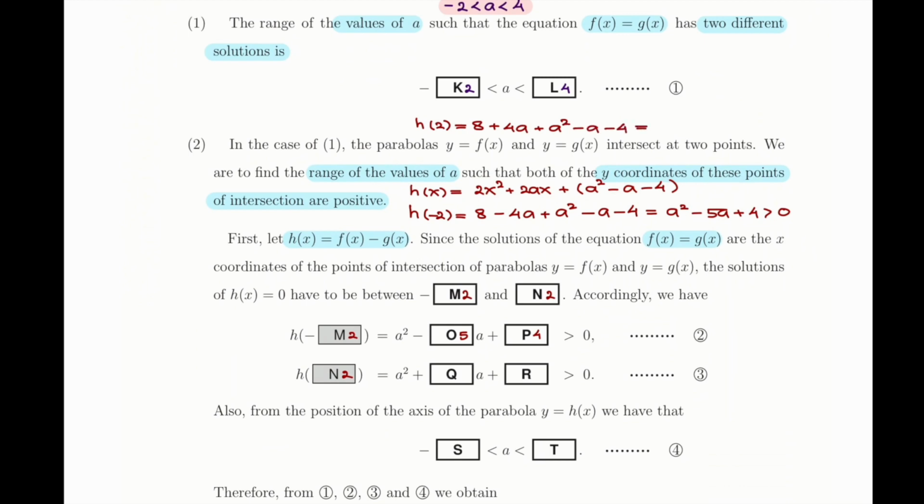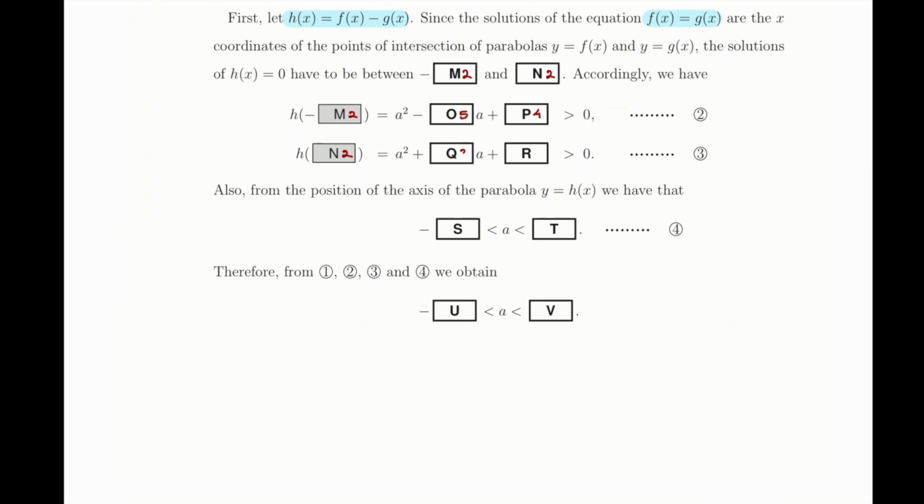Then if you simplify it, you will get a square plus 3a plus 4 greater than 0. Then Q is 3 and then R is 4. 3 and 4.